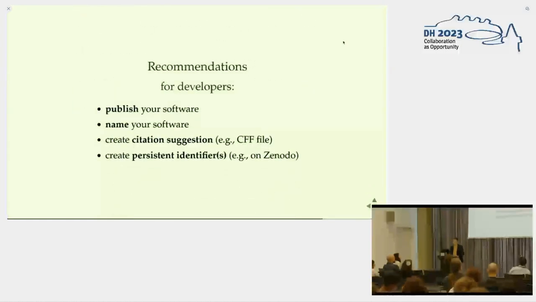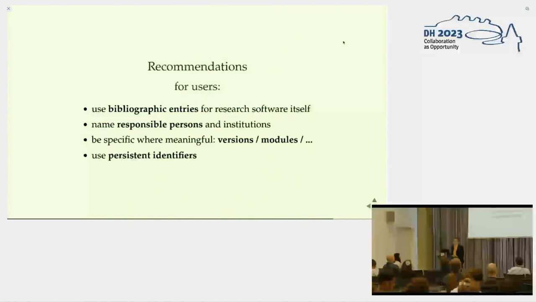Here's just a short summary of what we recommend based on everything that we heard also from other people. The first thing: publish your software and name your software. So often in the abstracts, there are sentences like, we developed a set of scripts in Python. Why not give it a name and publish it? Then it can be cited more easily. And create citation suggestions. This is easily possible on GitHub, for example, using citation file format files, which can then be machine readable and read by humans as well, and create persistent identifiers, for example, in the Zenodo archive.